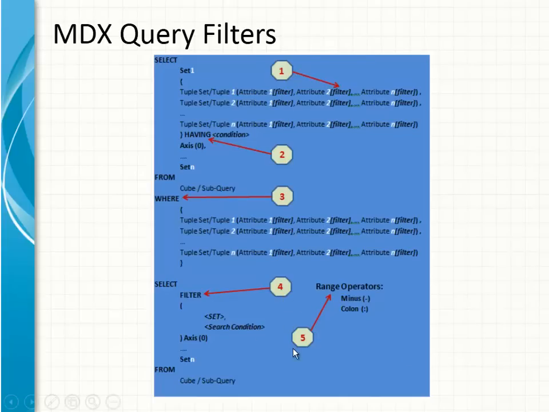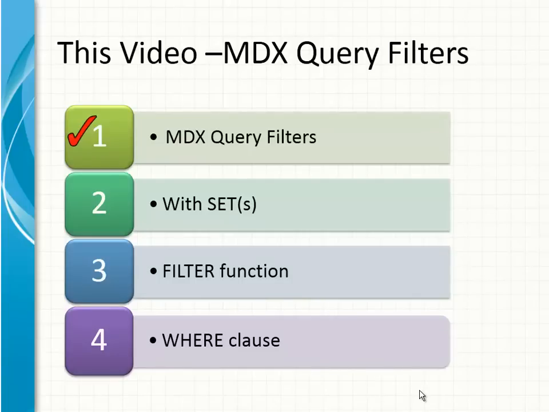And then the fifth way to add filters in an MDX query is range operators. We have two range operators, one with the symbol minus, another is colon, and we'll see examples of all of these. So this was to quickly point out where in the MDX query we can add the filters based on our requirement. Next, we see how to use filters within the set in an MDX query.